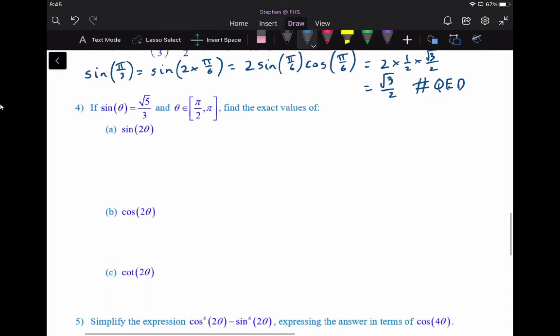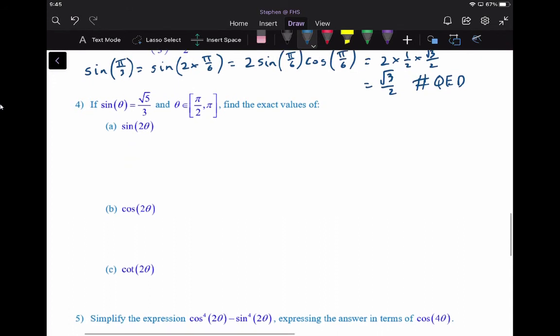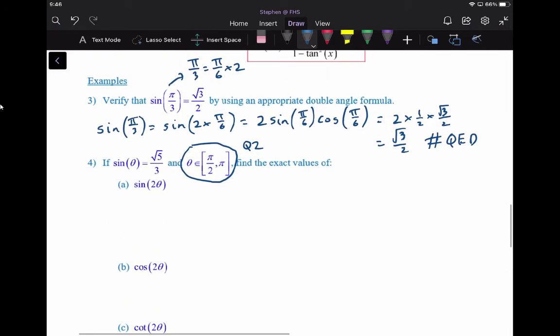Okay, so now let's look at this one here. We are told that sine theta equals root 5 on 3, and theta is in the second quadrant. So this is quadrant 2. We have to find the exact values of sine, cos, and cot of 2 theta, each respectively. Right, so first things first, it's probably a good idea to work out what cos of theta is, because remember, the sine of 2 theta formula has cos in it.